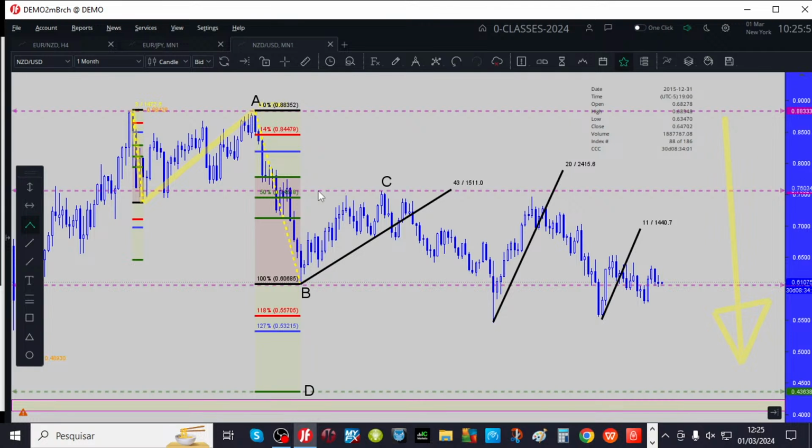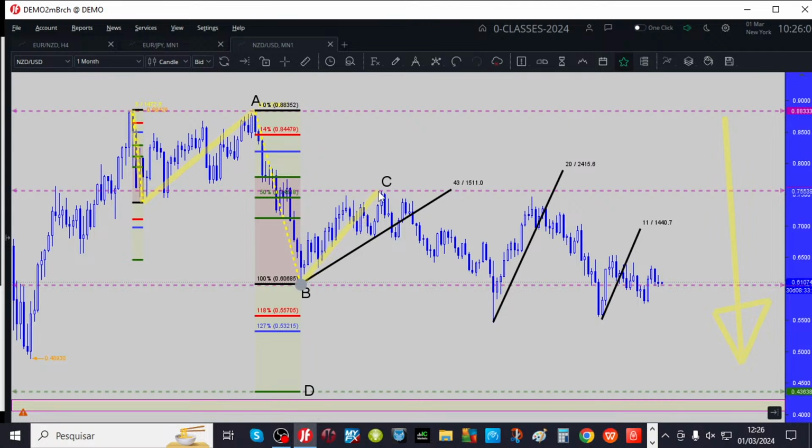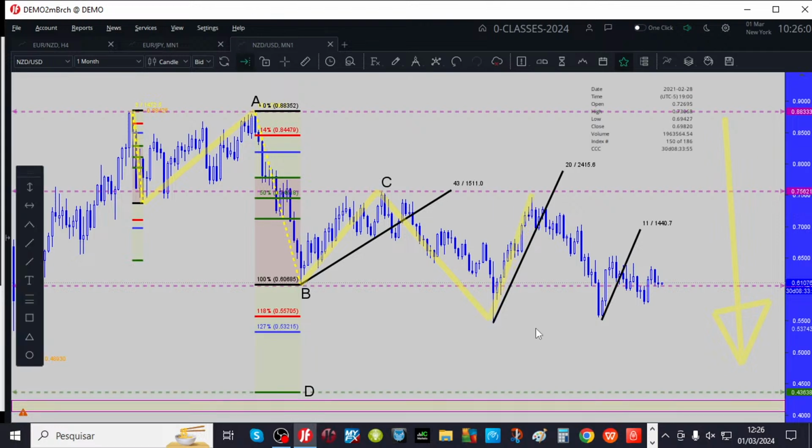Extension, retracement, extension, retracement, extension, retracement. How is the market wave too? How curious that the market wave works in synergy with the Fibonacci's. Agreed, everybody? So this is the correct Fibonacci, everybody.